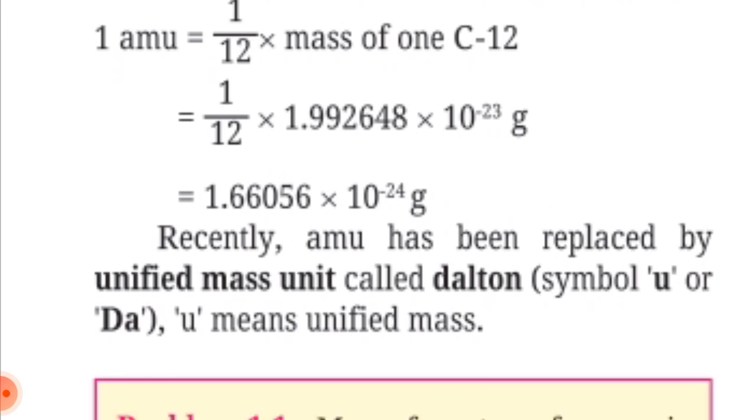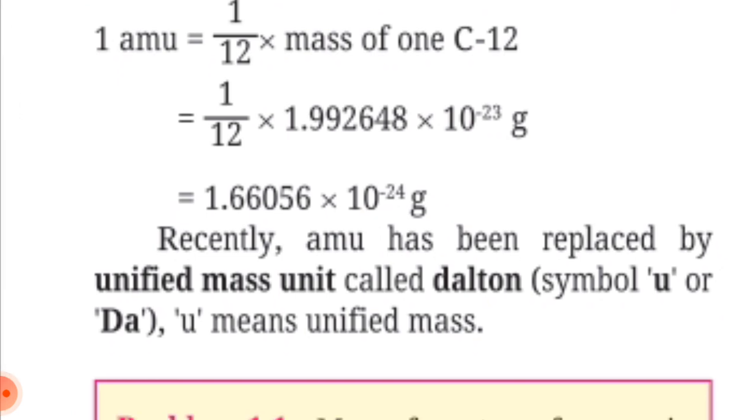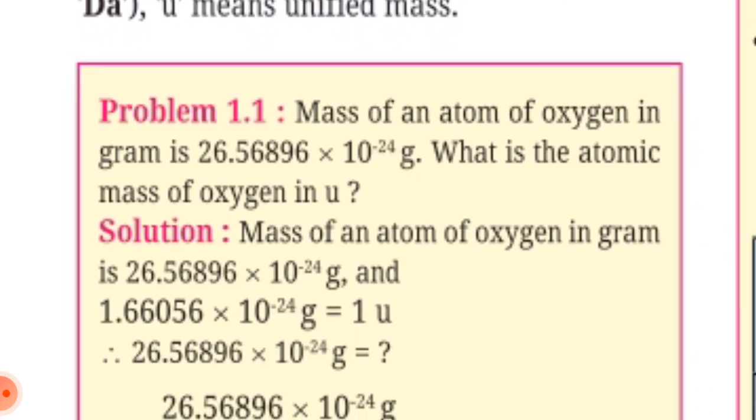1 AMU is equal to 1/12 of the mass of one carbon-12 atom, which is 1/12 multiplied by 1.992648 × 10^-23 gram, equal to 1.66056 × 10^-24 gram. Recently, AMU has been replaced by the unified mass unit called dalton. Symbol u or Da. u means unified mass.